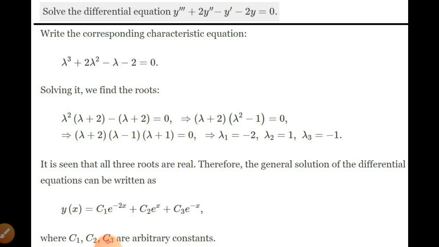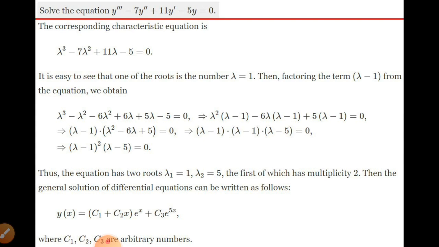Now we have another type of equation. This equation is written similarly. For all the derivative terms, we will have a characteristic equation in lambda, like lambda cube minus 7 lambda square plus 11 lambda minus 5 equals 0. We will find the roots of this characteristic equation. The roots will be obtained as lambda equals 1, which will come 2 times, and lambda equals 5 is the third root.